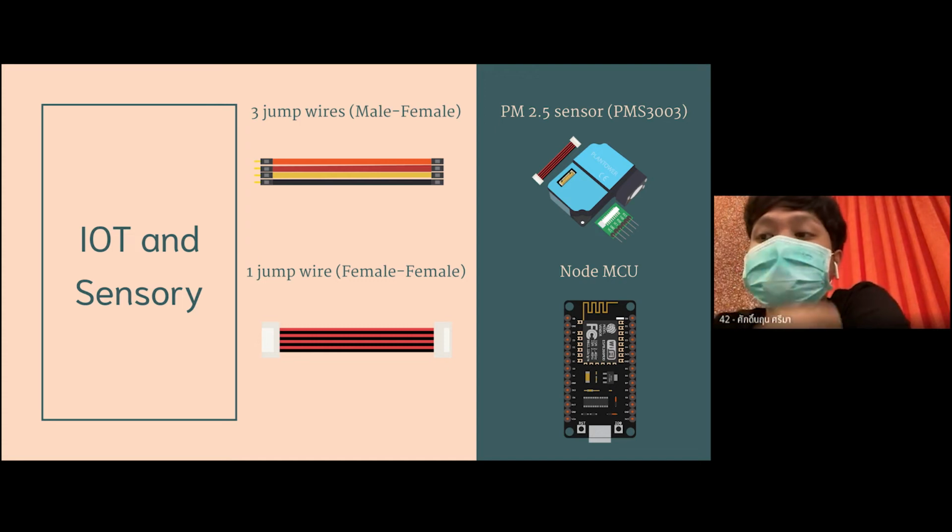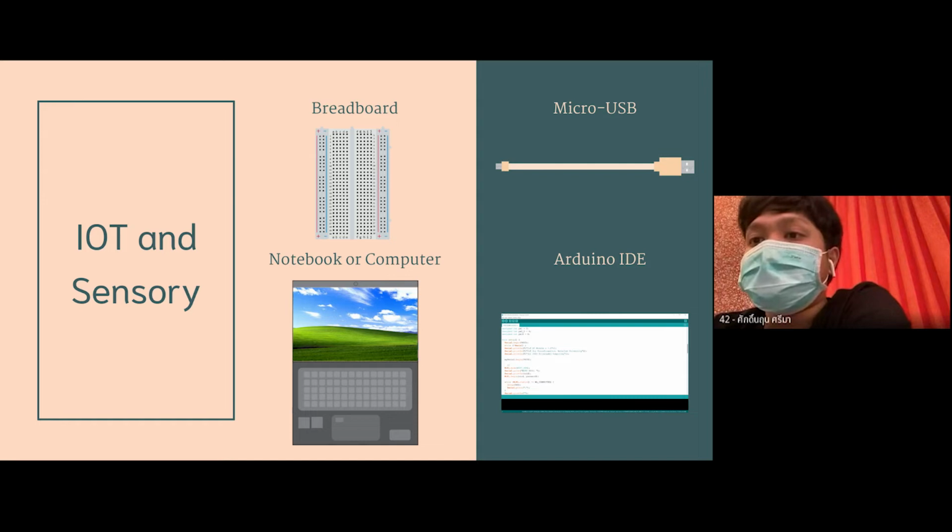NodeMCU is a low-cost open-source IoT platform. It initially includes firmware that runs on the ESP8266 Wi-Fi. Breadboard, or a protoboard, is a construction base for prototyping electronics. Micro USB is a miniaturized version of Universal Serial Bus, or you can call it USB. Notebook or computer is the device that connects to the IoT device and measures PM2.5. The last is Arduino IDE, a program that uses an open-source style in which the Arduino IDE acts as an interface between the computer and the Arduino board.